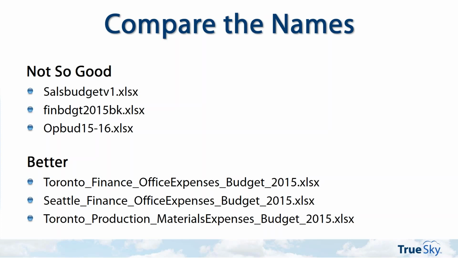The next one, FINE budget 2015 BK. Now, is that the finance budget, or was that the final budget for 2015? And was the BK a backup? I don't know. The next one, probably operations budget, that's my guess for the year 15-16. Down below are some better examples.